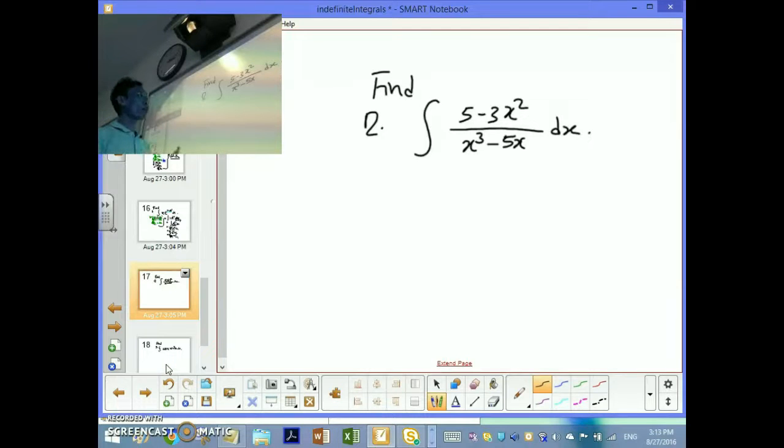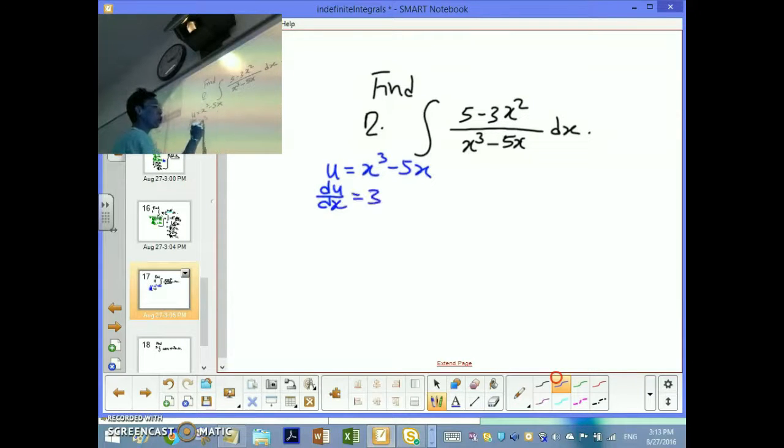Here is another question. You may want to try this yourself by pausing the video, and once you're ready, check the answer. Alright, welcome back. Here, we're going to use u for the polynomial with the larger degree, so it's x cubed minus 5x. And you see that now du/dx is equal to 3x squared minus 5, which is almost exactly like the thing above. So what we have is that du over 3x squared minus 5 is equal to dx, right?